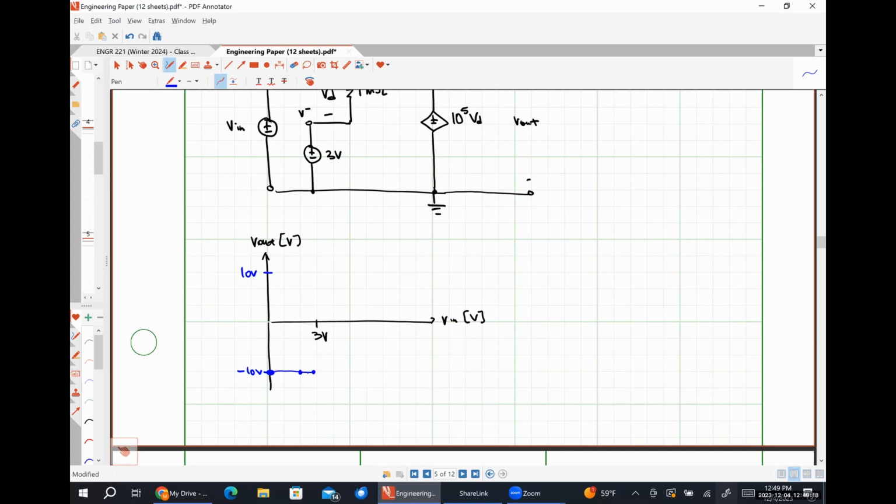Okay. Now, what about at 3.01? I would argue that's going to be positive 1,000, which is more positive than 10. So it'll be just at positive 10. And then it should be at positive 10 for all voltages greater than that. Okay. So effectively what we have is something that looks like this.